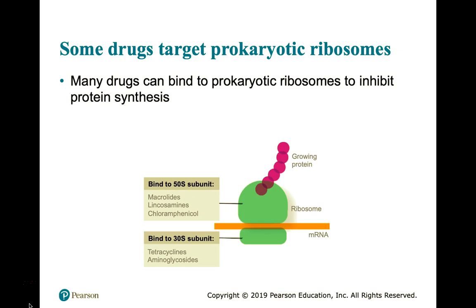There are a lot of examples: macrolides, lincosamines, chloramphenicol, which you used in the lab, tetracyclines, aminoglycosides. The one I really care that you know, and it's good enough, is tetracyclines. The tetracycline antibiotic is going to prevent protein synthesis.